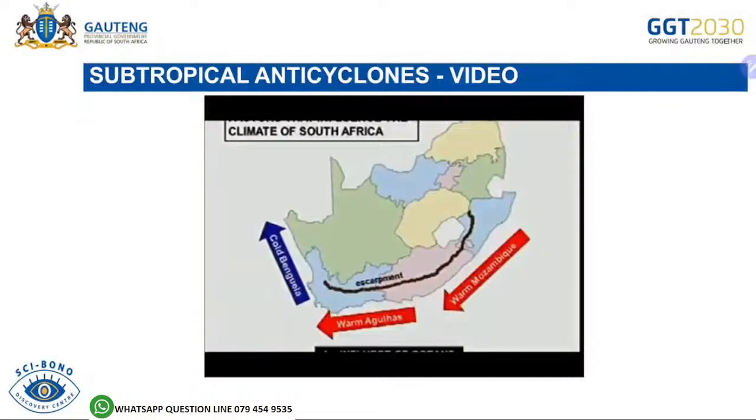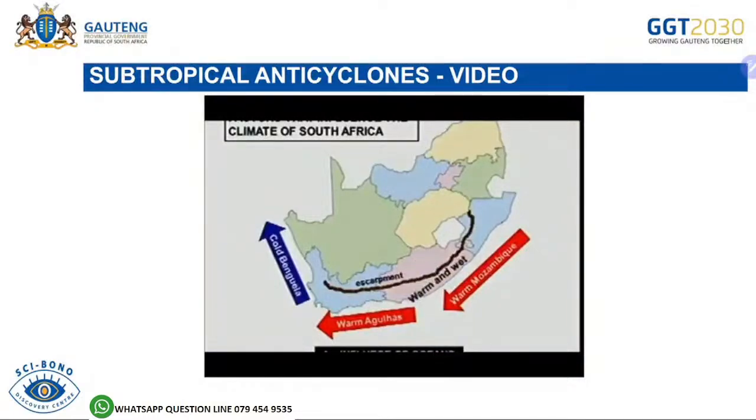Right, so here we've got the warm Mozambique, here we've got the cold Benguela, and here as we just touch Eastern Cape and start to move towards Western Cape, it is called the warm Agulhas. What you must understand is that you've got warm water on the eastern side of South Africa and cold water on the western side of South Africa, and these two have a huge influence on the climate of South Africa. Hang on with that, we'll see what happens later on.